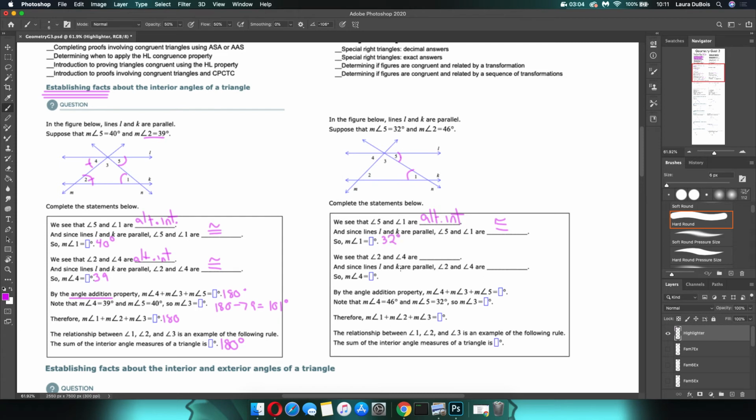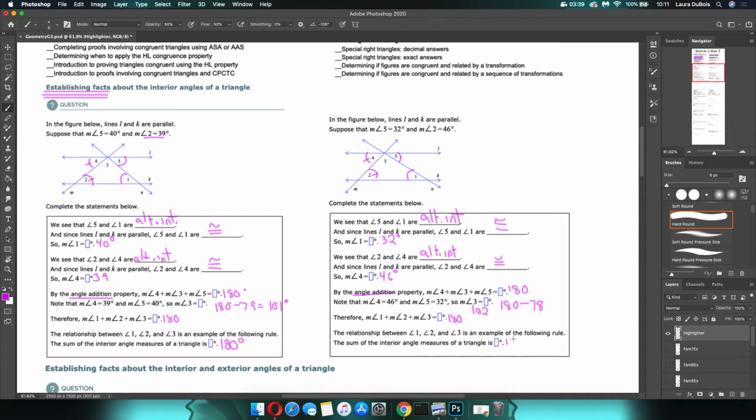Angle 2 and angle 4 are, oh look, they're alternate interior again, which means they are congruent again, which means they are 46 degrees again. Hey look, all angles in a straight angle because of angle addition is going to equal 180 degrees again, which means we're going to do 180 minus the other two angles, which is going to be 78, which means the measure of angle 3 is 102. Drum roll, please. What's this going to be?